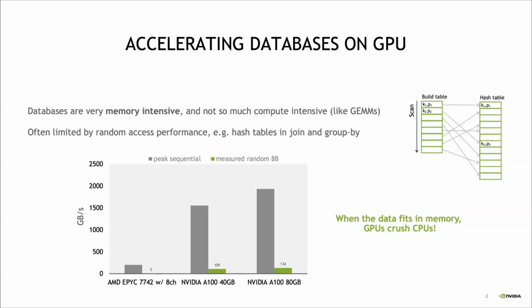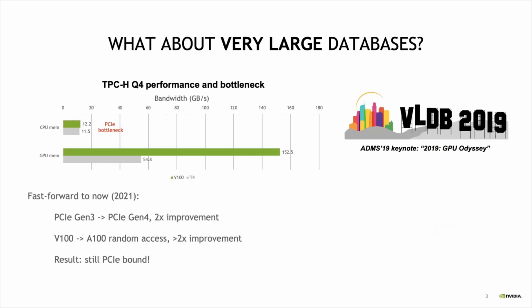And here I have a plot comparing the latest CPUs and GPUs: AMD EPYC with 8 memory channels, and NVIDIA A100, 40 gigabyte and 80 gigabyte boards. The gray bar here is the peak sequential bandwidth, and the green bar is a measured random 8-byte access. Essentially, you can see that for either sequential or random access, the GPUs outperform CPUs by an order of magnitude, about 10x. So pretty quickly we determined GPU is a good fit for databases, if you can feed the database in GPU memory. Obviously, GPU memory is limited in capacity. So what do you do when it's very large?